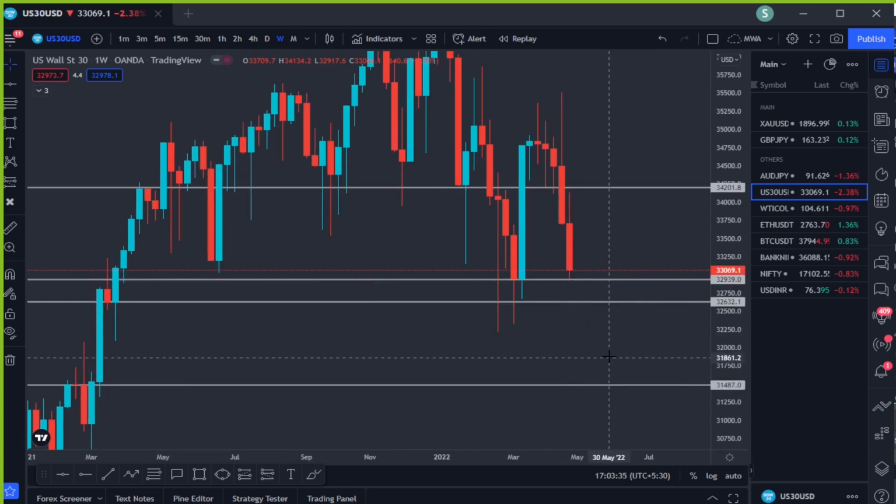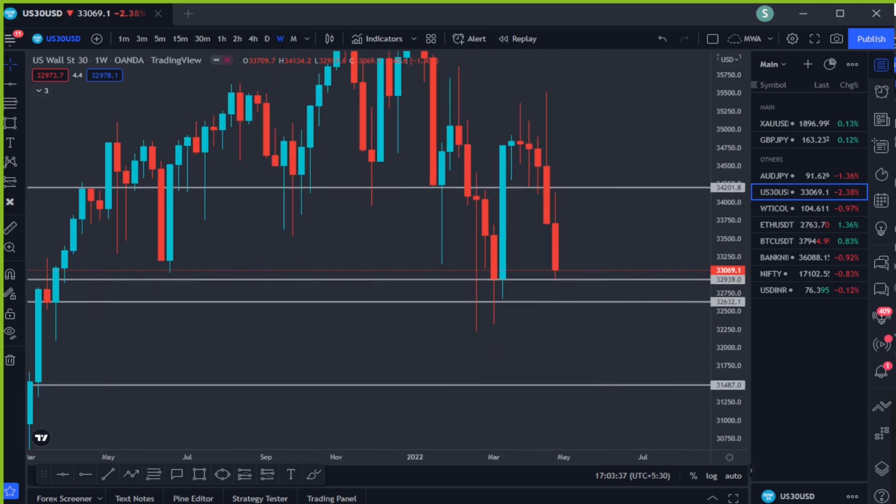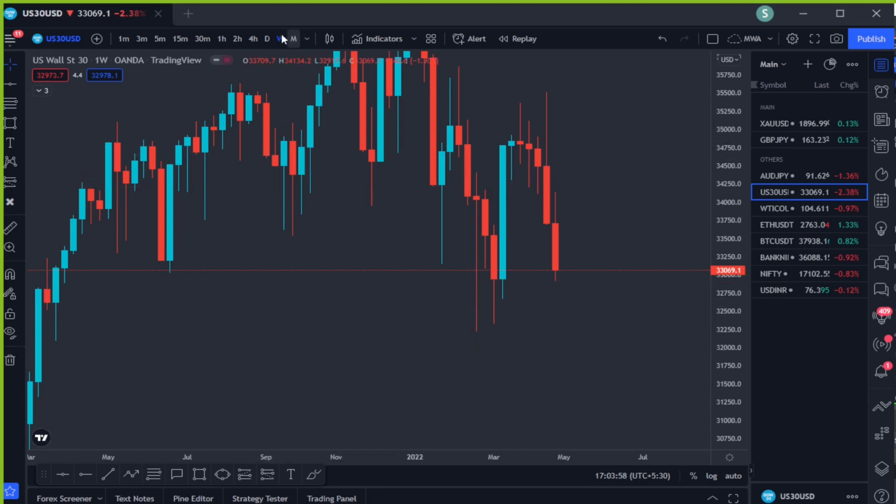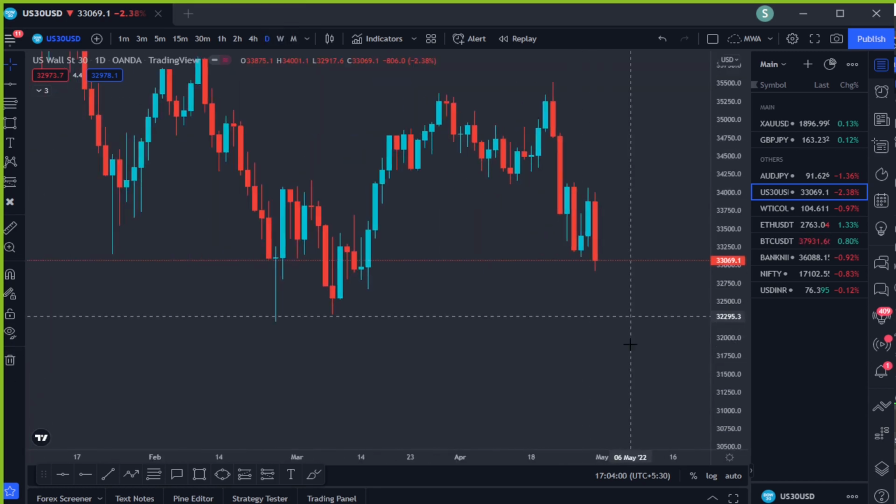So in the coming weeks, or in this week, as long as we respect the previous candle high, we can expect the price to drive down to the next support like this. This is something we can expect in the coming week. So we can see monthly and weekly are both bearish. Now let's see what's happening on the daily time frame.